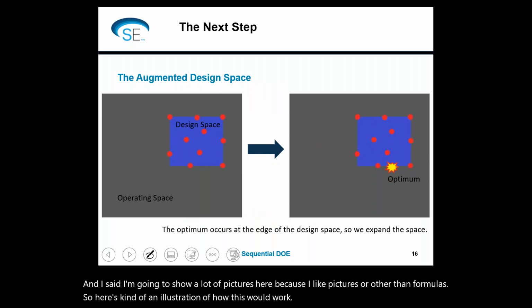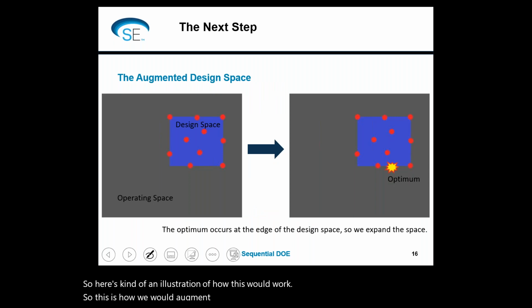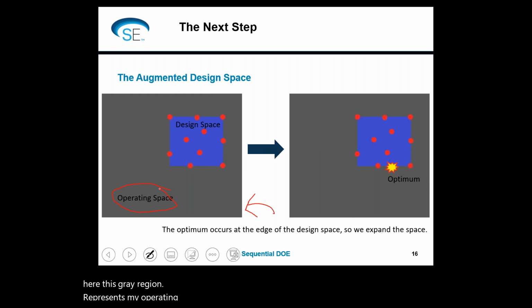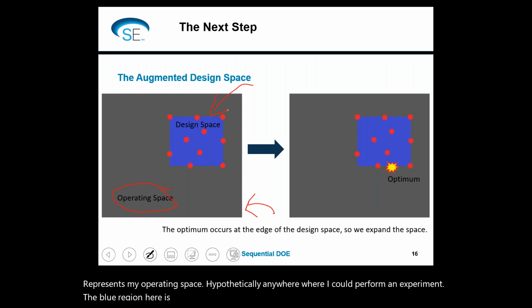So this is how we would augment the design space. I'm going to move to a square example here. This gray region represents my operating space, hypothetically anywhere where I could perform an experiment. The blue region here is my design space. That's actually where I'm experimenting. That's really the region where I want to tweak my factors.